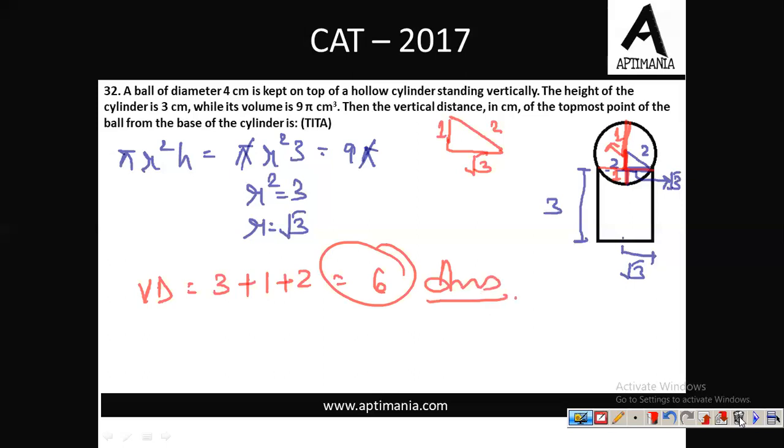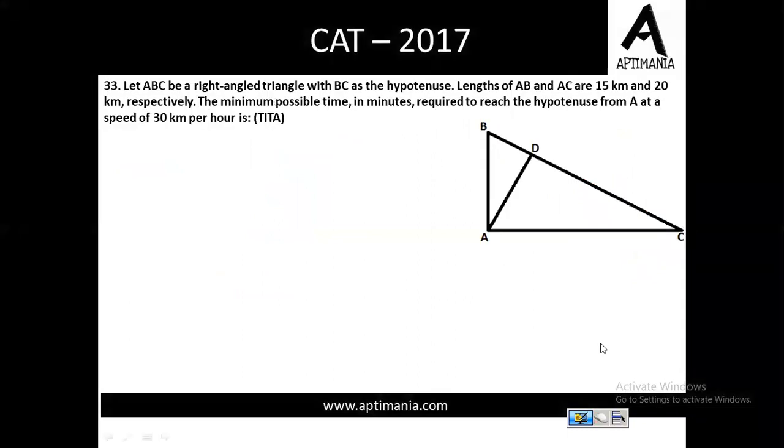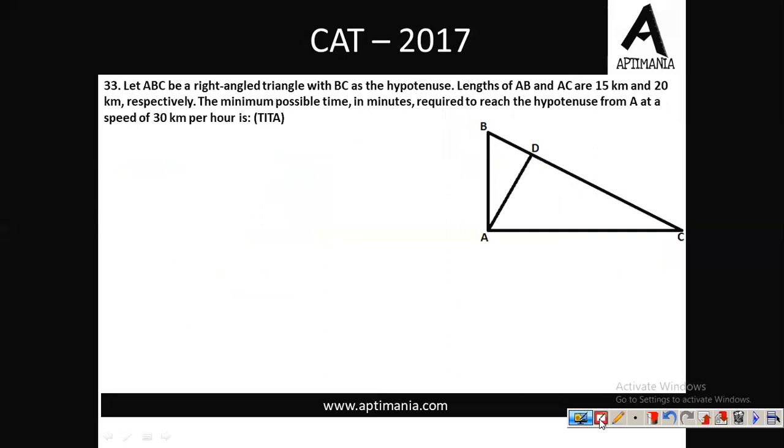So for question number 32, the correct answer is 6 centimeter. Let's go ahead. Question number 33. Let ABC be a right angled triangle where BC is the hypotenuse, okay, and AB, AC are 15 and 20. AB 15 था, AC 20 था, right? What is given to you?